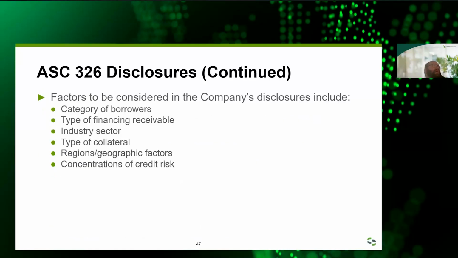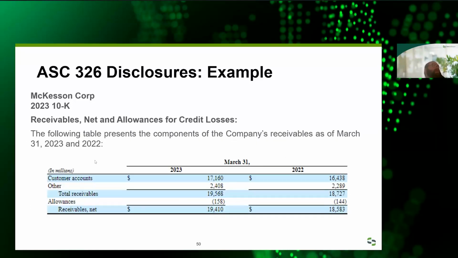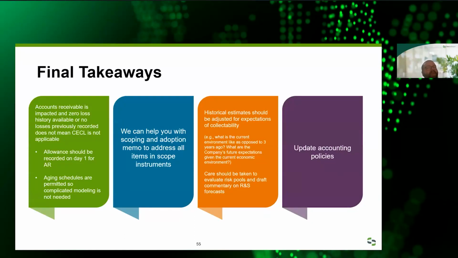I do have a brief example here from McKesson, which is a pharmaceutical distributor. What I would point out to you is they literally in the second sentence just say the company estimates credit losses by basically repeating what's in the standard, considering historical credit losses, current economic environment, credit ratings, that kind of thing. So it's very high level for trade AR, at least in this situation. It can get quite complex, obviously, if you have more.